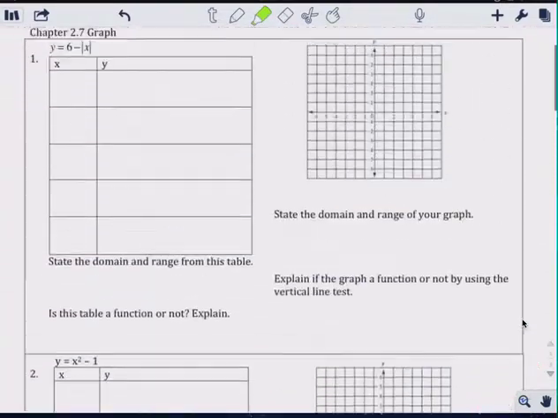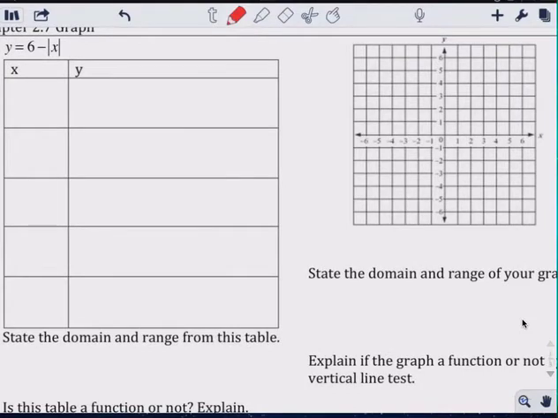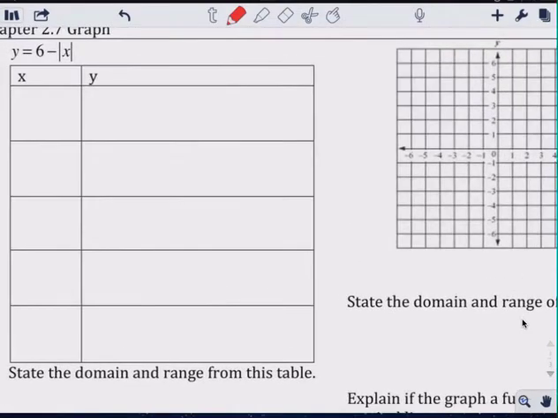Now let's go to this here. Most of you, when you're choosing numbers here, choose both positive and negative. So for example, always choose 0. Okay, 6 minus absolute value of 0 is 6. So your ordered pair here is 0, 6.